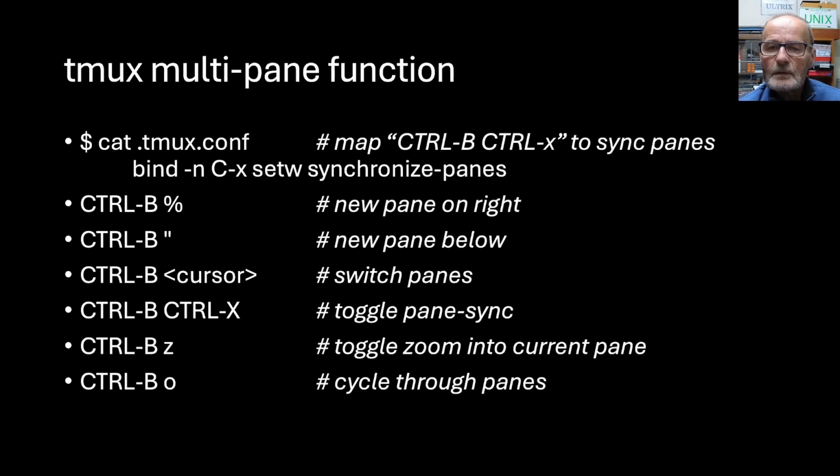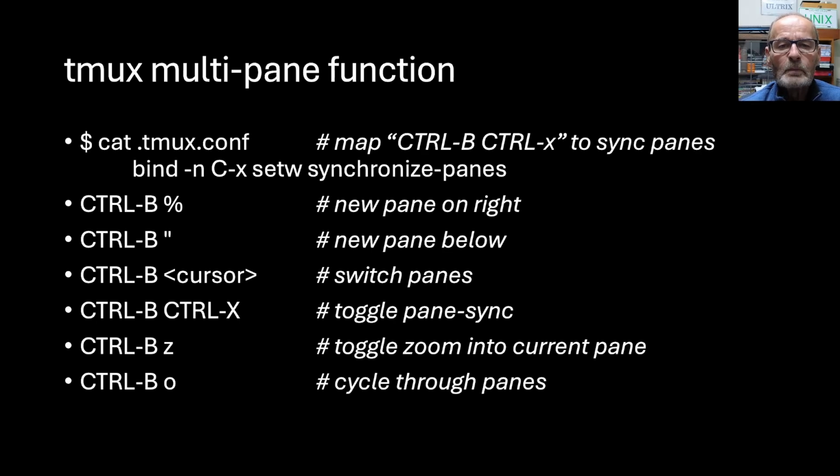The simplest way of using multi-pane function, which I've demonstrated a few times, is simply to create a file called .tmux.conf and in there put that somewhat cryptic command, which basically says bind the Control X key sequence to synchronizing the panes. So you would type Control B, Control X to connect all your panes together. Otherwise, you simply move between panes and type in the different panes.